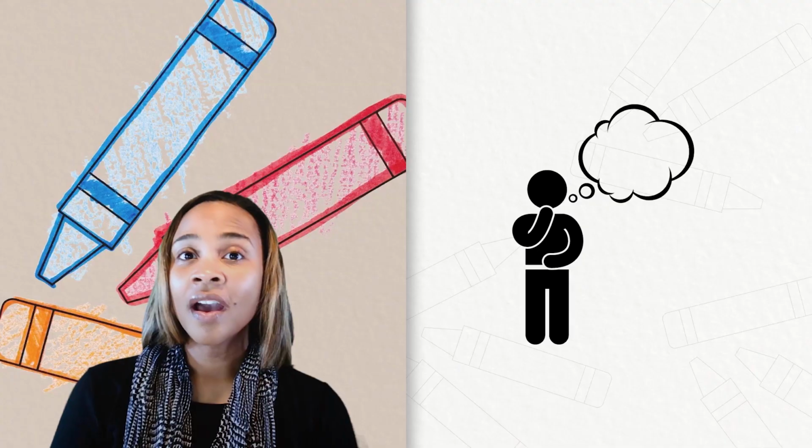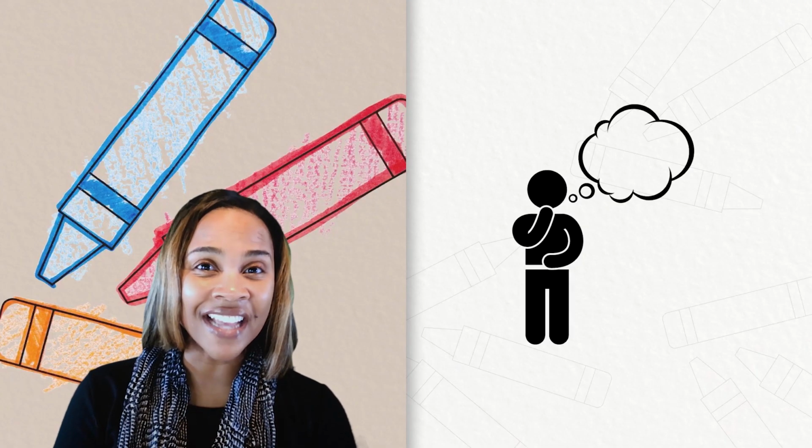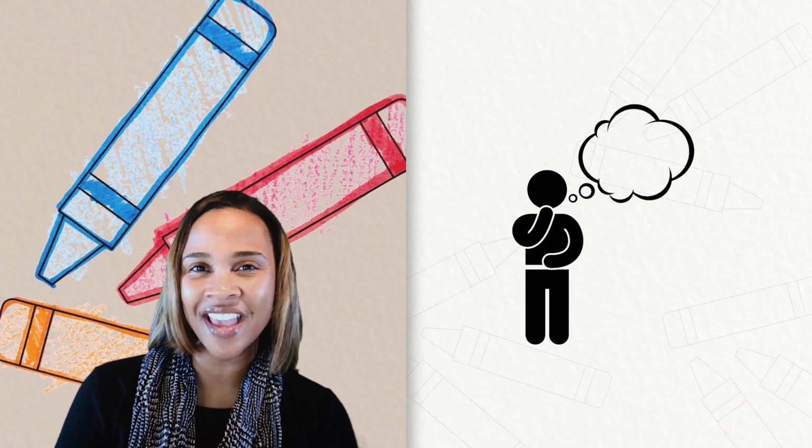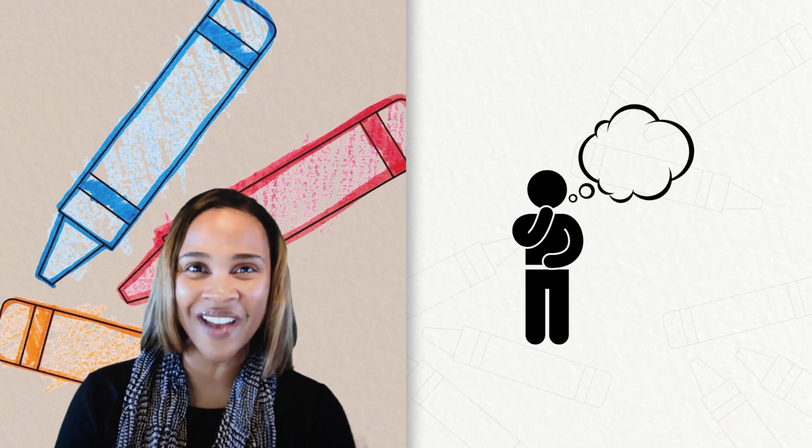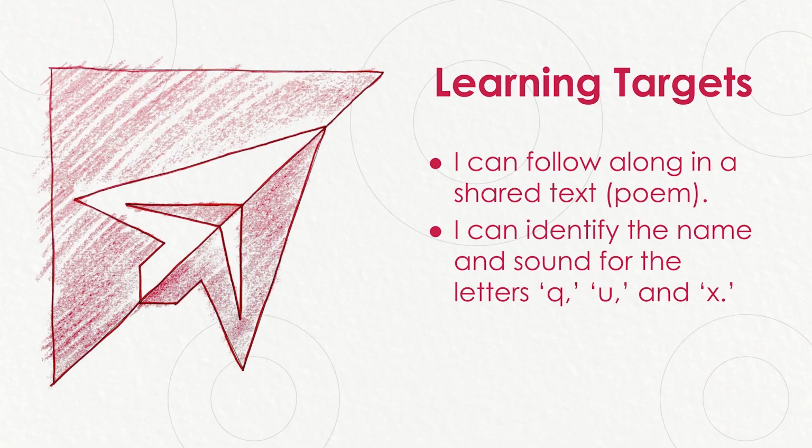Materials! All you need for our lesson today is just your thinking cap, so let's get our brains ready. There are 2 learning targets for our lesson today. The first target says, I can follow along in a shared text or poem. The second target says, I can identify the name and sound for the letters Q, U, and X.